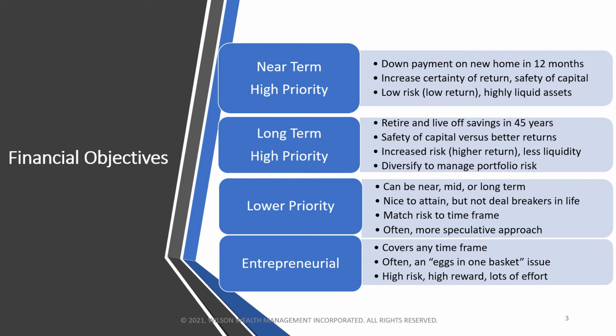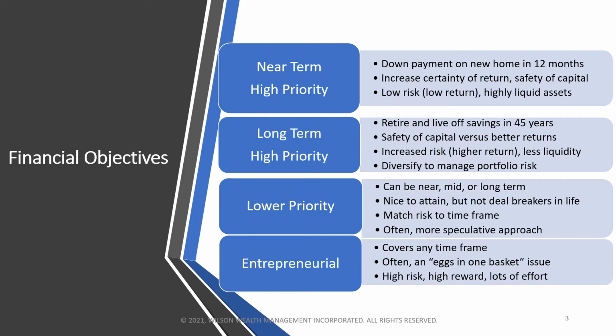So in 45 years, you want to retire, live off your wealth. Yes, you want safety of capital in some context. You're not going to invest in frivolous, high-risk ventures. But you can also assume more prudent investment risk in order to attain higher expected returns over time. Because it's 45 years out, you don't need that liquidity. So you can invest in a wider range of products. You'll also use tools such as diversification so that you can manage your portfolio risk effectively.